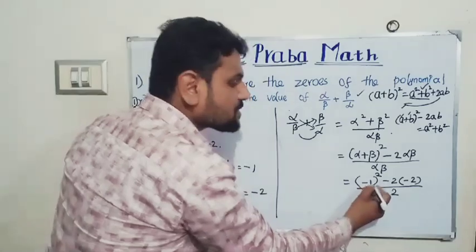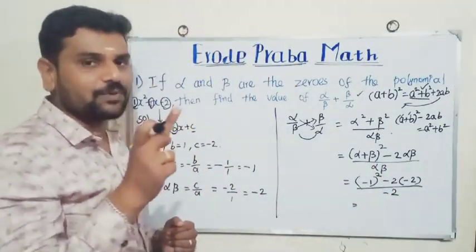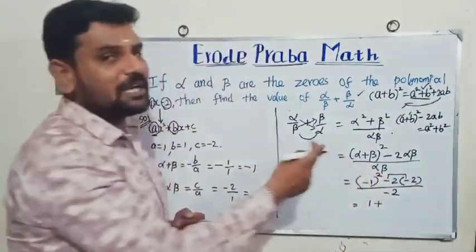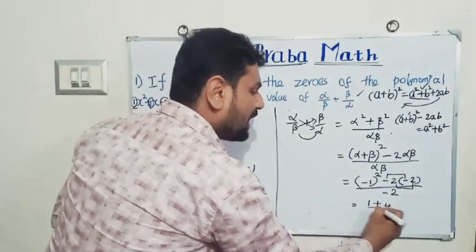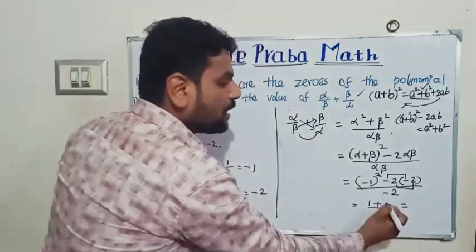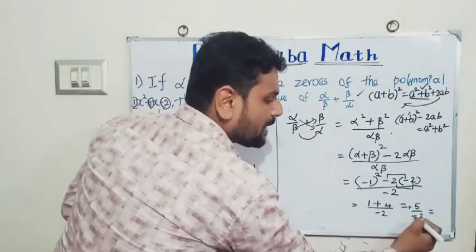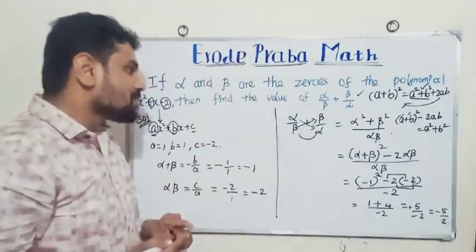Now minus 1 whole square. What is the meaning of it? Minus 1 into minus 1, that is plus 1. Minus into minus is plus. First we need to multiply the sign, then the numbers. Here 2 2s are 4, divided by minus 2. So 4 plus 1 is 5 by minus 2. Plus by minus gives minus, so minus 5 by 2. This is the answer.